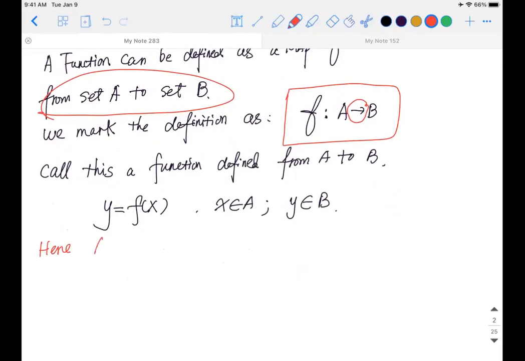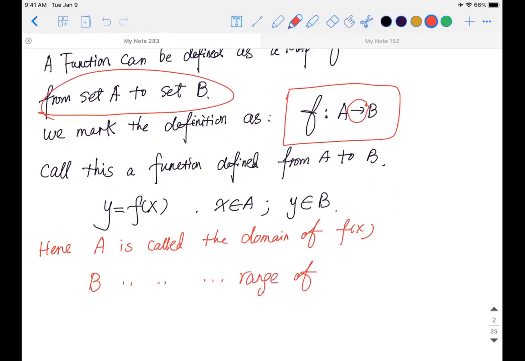Here we want to give a very quick terminology. A is called the domain of function f(x). B is called the range of f(x). I think this is quite understandable, a domain and a range. Why do we talk about the domain and range? Because they are two sets. One is where x can take values from, that's the domain. One is where y can take values from, which is the range. This is the basic definition.